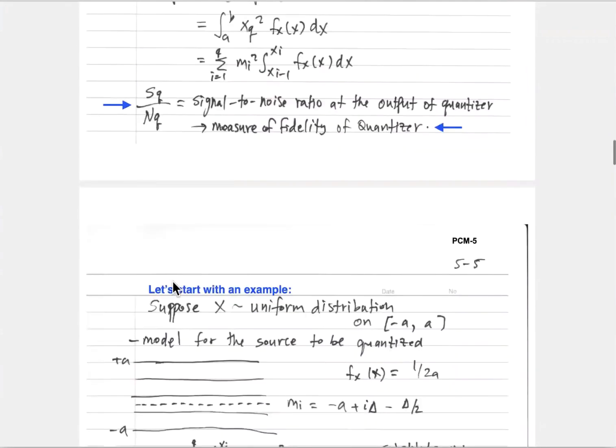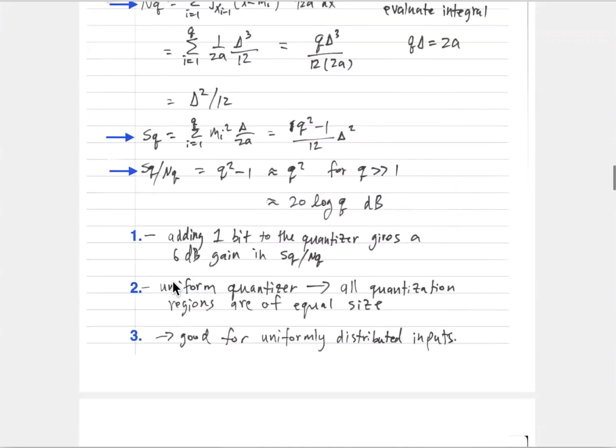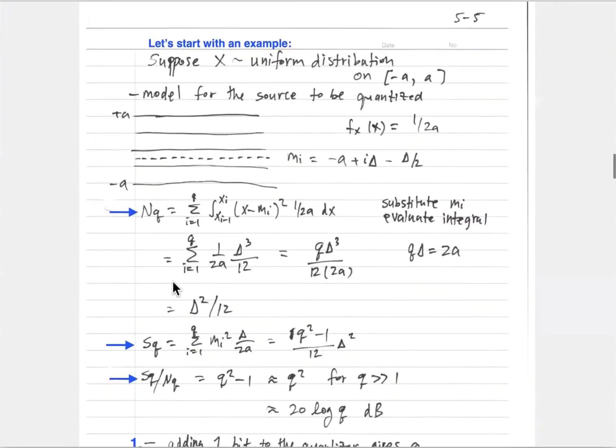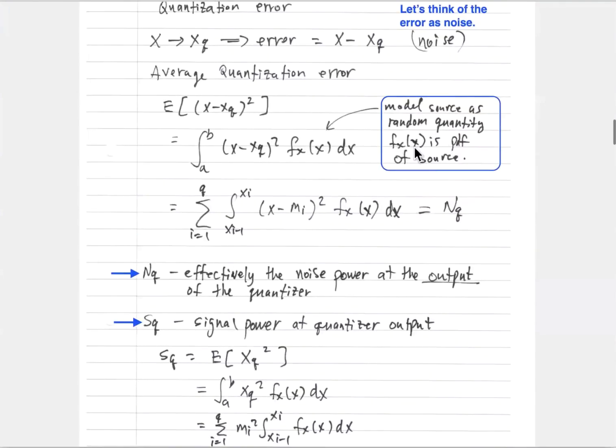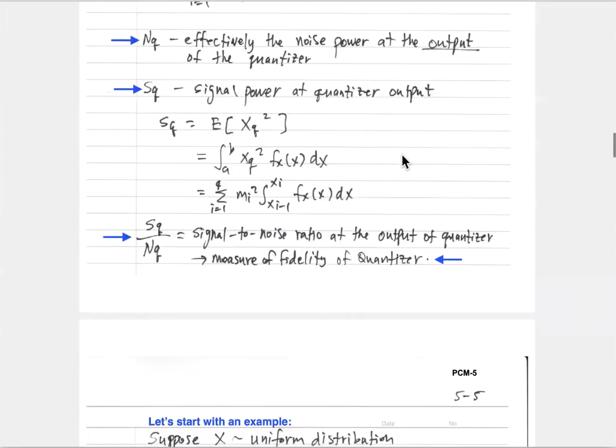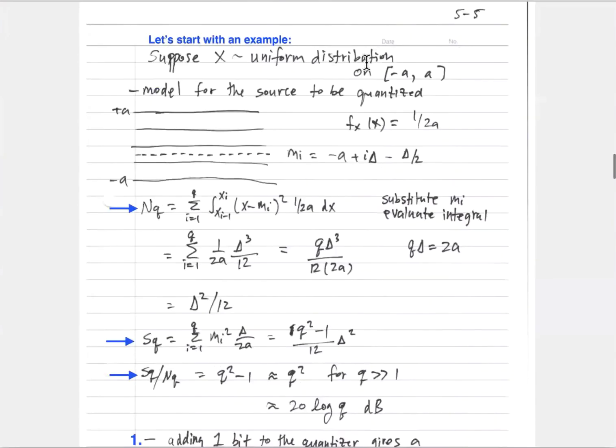So we got to this point. Let's end. I'll just go through an example here. Now, remember, we are modeling X as a random quantity, so I need a distribution for X. This fx of X, in my example, I need to choose a PDF for X. So I'm going to assume that X has a uniform distribution on minus A to A. So the dynamic range is minus A to A, and X is uniformly distributed.